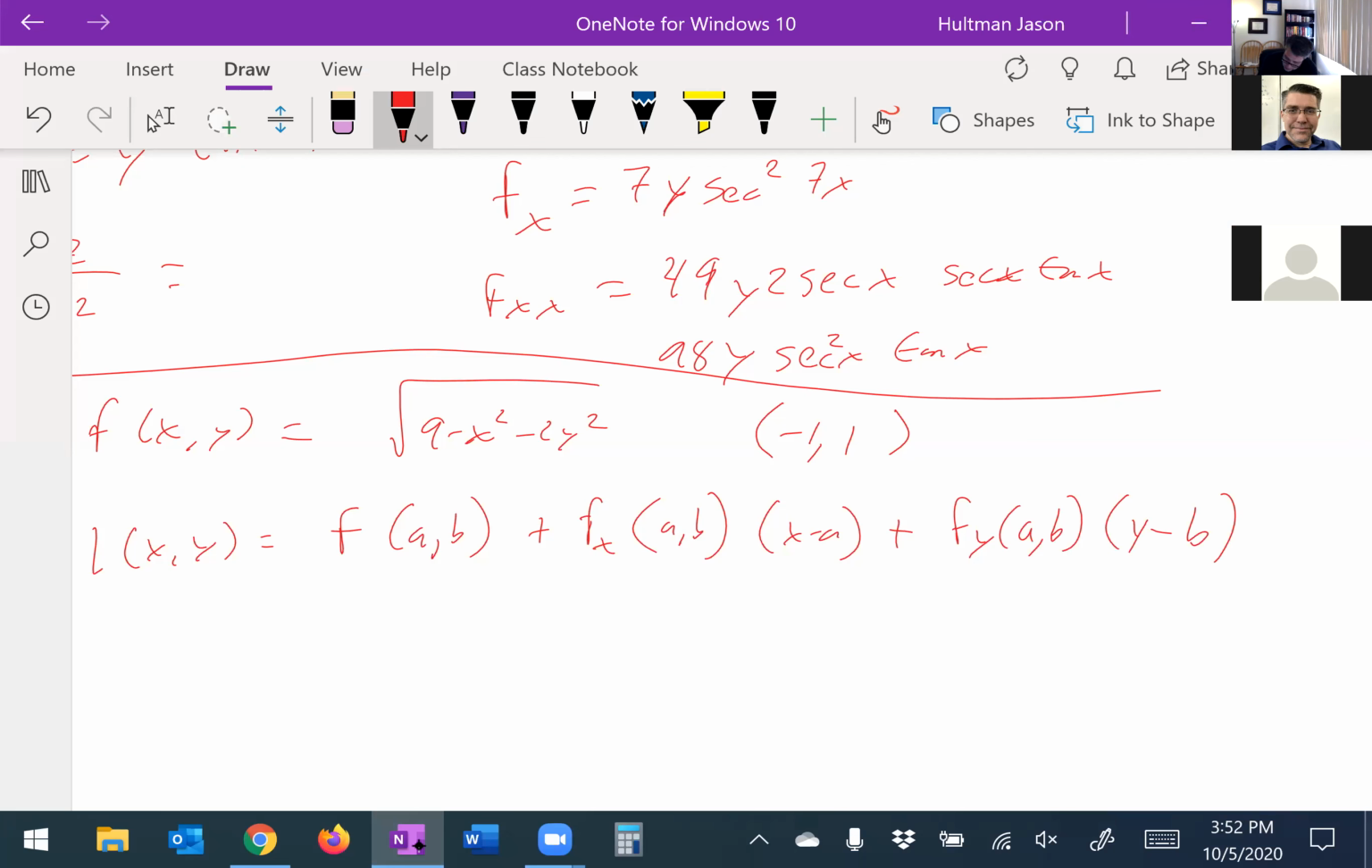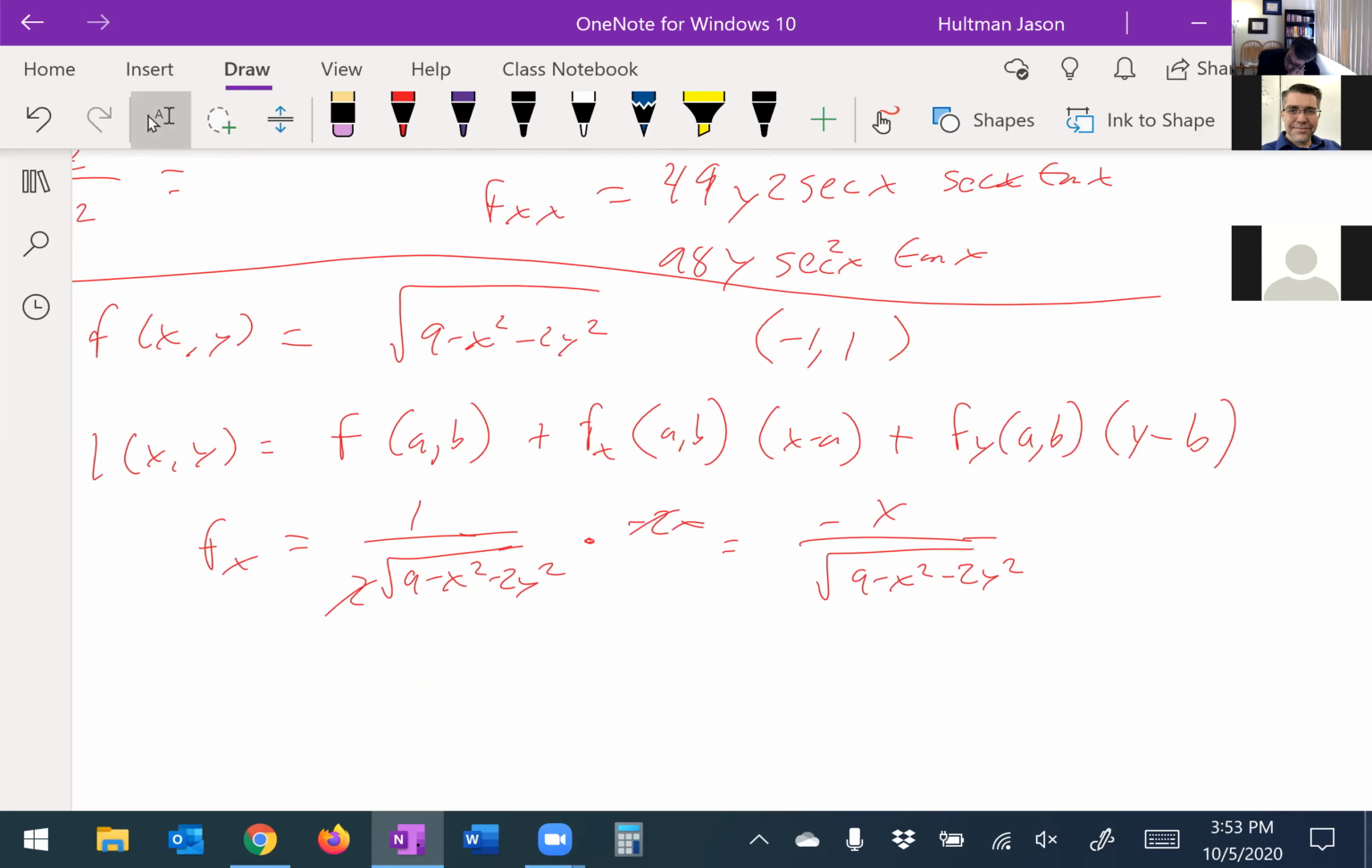So let's find our f sub x and f sub y. Our partial with respect to x here is going to be 1 over 2 radical 9 minus x squared minus 2y squared times the derivative of the inside, which is -2x. The 2's cancel. I'm left with -x over the square root of 9 minus x squared minus 2y squared. And so, yeah, that's good.